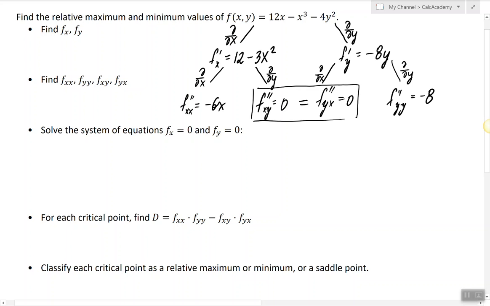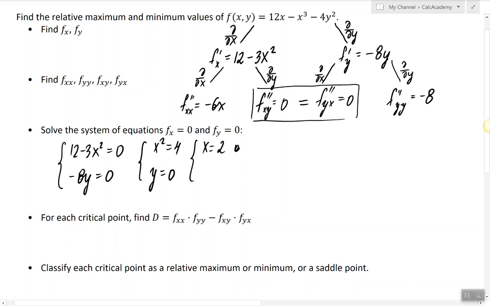Now we look for the critical points by solving a system of equations. We basically set each partial derivative of the function equal to 0. So the second equation gives us y equals 0, and the first equation gives us x squared equals 4, which has two solutions, 2 or negative 2. That means we have two solutions, (2, 0) and (negative 2, 0). That means we have two critical points.